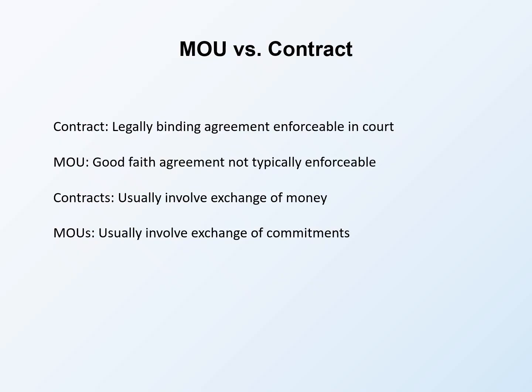Contracts usually involve exchange of money. When one party pays another for services, a contract is appropriate. The legal protection matters when money changes hands. MOUs usually involve exchange of commitments. When partners contribute to each other without payment, MOUs document expectations without legal enforcement.